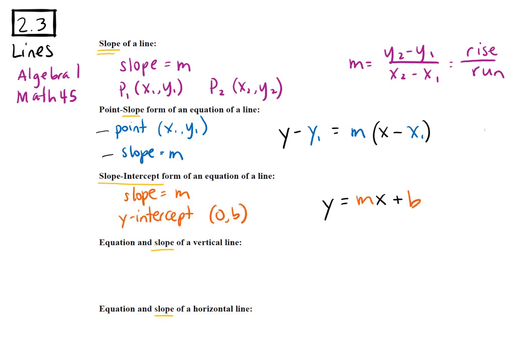The slope-intercept form of the equation of a line is the most famous, I think, and it's just y equals mx plus b, filling in m for slope and b for the y-intercept.